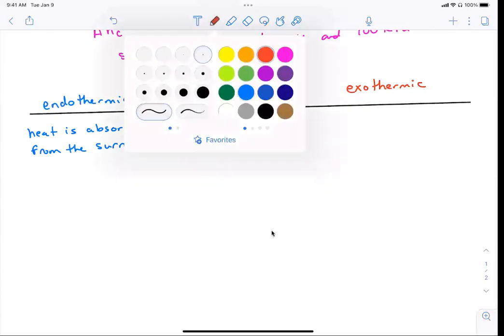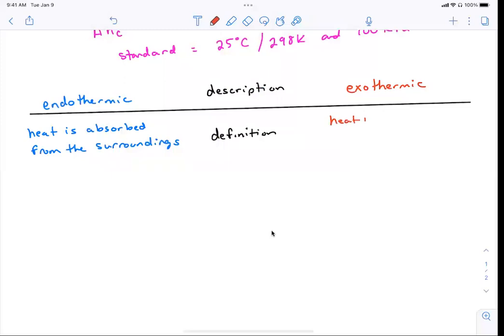Conversely, in exothermic, heat is lost to the surroundings, meaning that the reaction is releasing heat throughout its chemical reaction, and the surroundings are absorbing it.